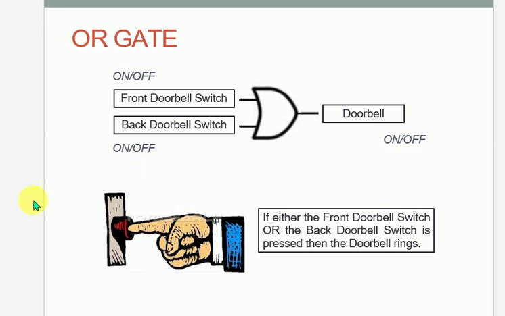Now, OR gate application. Suppose a front doorbell switch and a back door switch are the inputs and the output is always the doorbell, depending on whether our inputs are 0 or 1. If either the front doorbell switch or the back doorbell switch is pressed, then the doorbell rings.